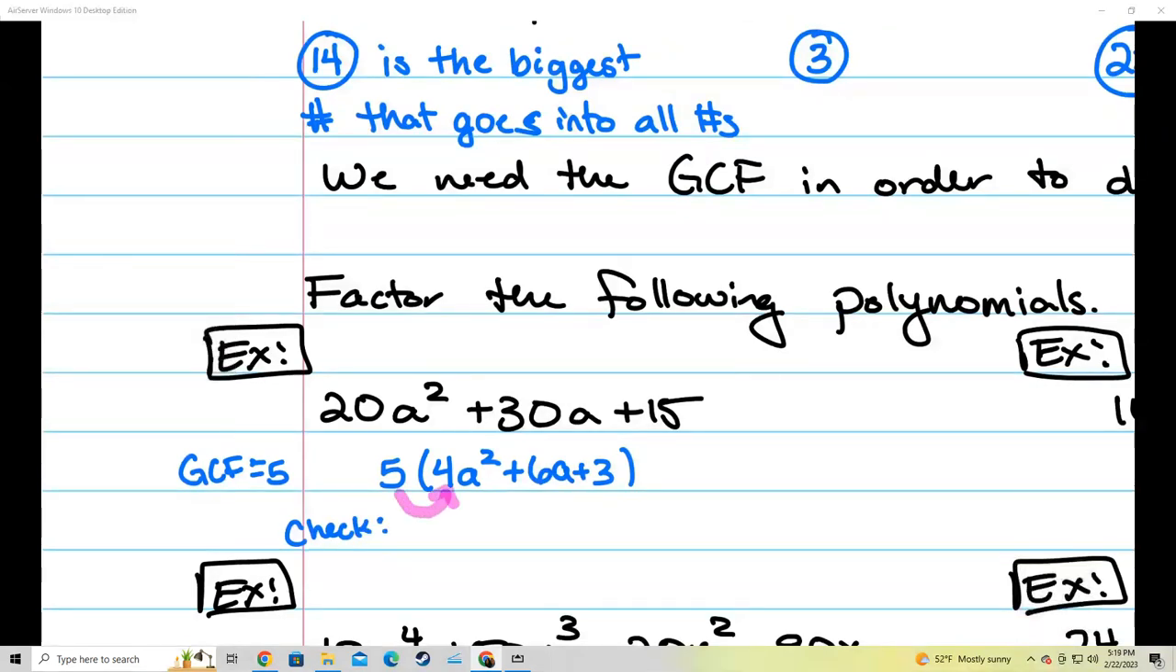5 times 4a squared, what do I get? I get 20a squared, which is a good look because that's exactly what I was trying to get. If I multiply 5 times 6a, what do I get? Well, I get plus 30a. That looks good because it's matching up. And if I were to multiply the 5 times 3, I do get the plus 15. So it looks like I did factor out that GCF correctly.